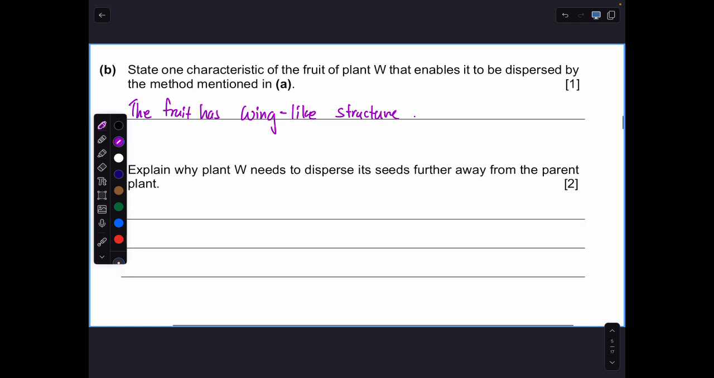Next, explain why disperse the seed further away. So granted that I know that this is seed dispersion, I told you many times already. There's only one reason why. Okay, but there are two parts of it. The first is to avoid overcrowding. You do not want overcrowding. And then after that, you must explain to me how does that avoid overcrowding. So it's about reducing the competition for your light, space, nutrients, and water.